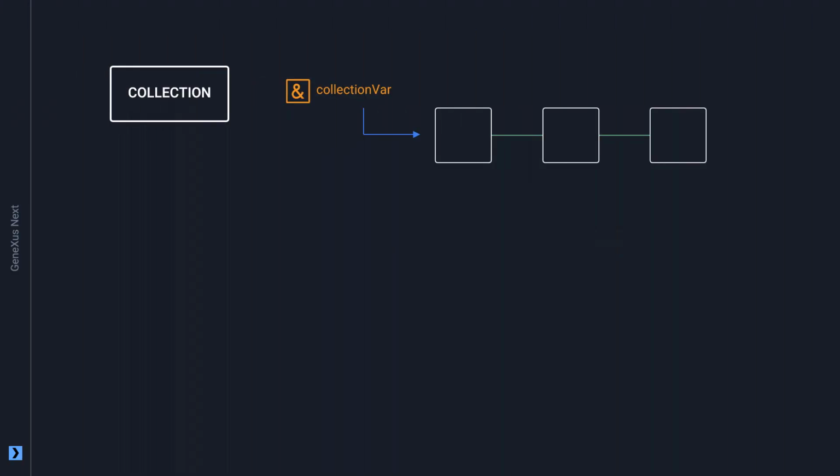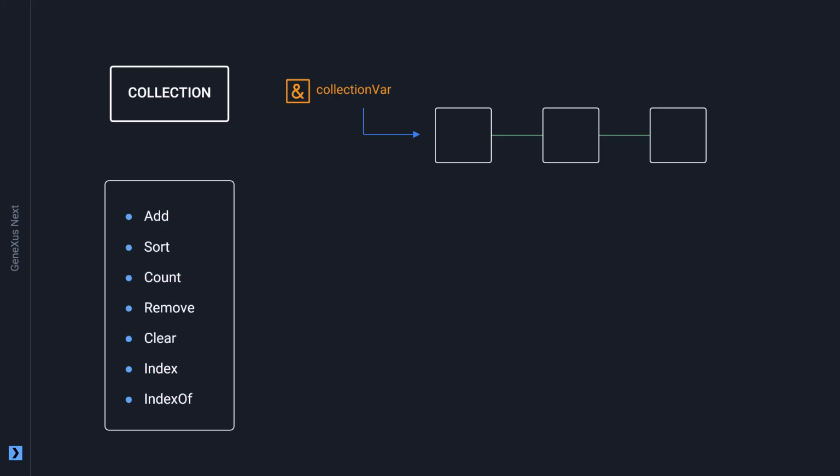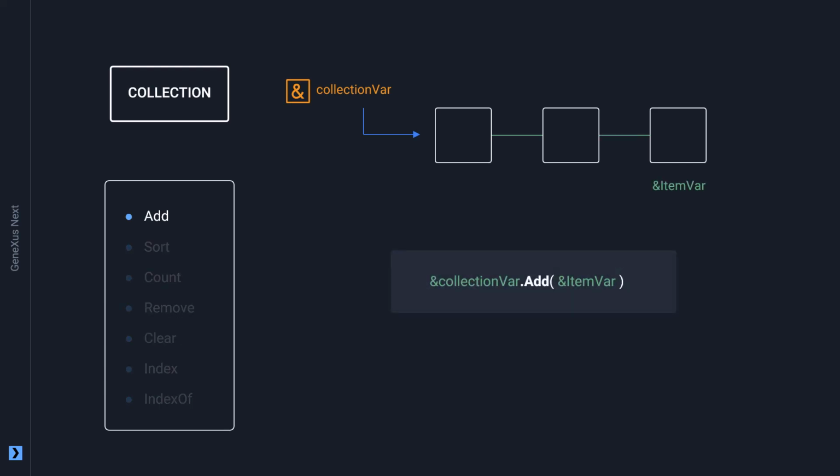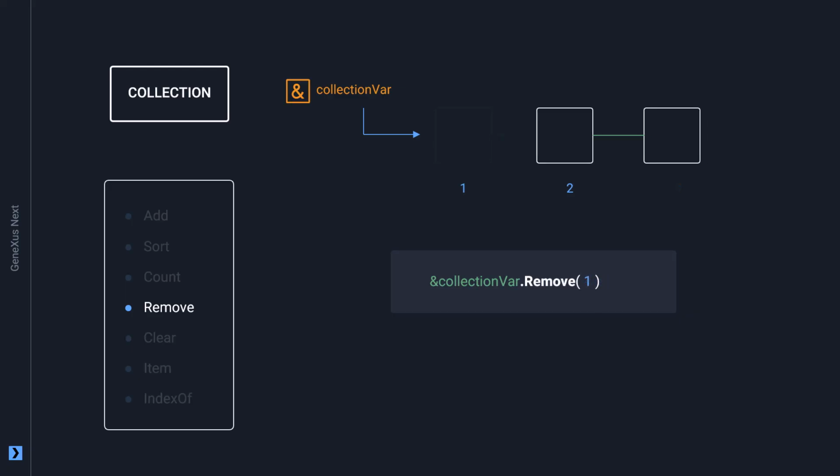As we have said, a collection variable will be an ordered list of items of the same data type. To manipulate this ordered list, GNexus provides methods that can be applied to the variable, such as these. We have already used add to add an item to the collection. If we want to remove an item from the collection, we use remove, whose parameter is the position number occupied by the item to be removed. So if we specify that we want to remove the one in position 1, this will happen. To clear the collection, leaving it empty, we have the clear method.